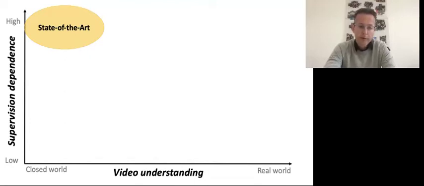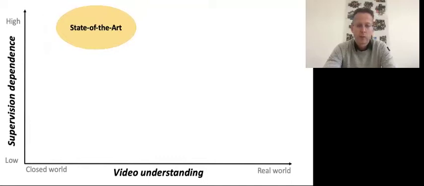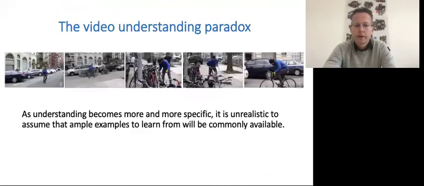The goal of video understanding eventually is to move into a real world, and people are actively pursuing this quest, and we are slowly moving into this direction, attacking more and more complex problems that we can infer from video signals. But here there's also a problem, which I like to refer to as the video understanding paradox. The point here is that as understanding becomes more and more specific, it is very unrealistic to assume that sufficient examples to learn from will be commonly available.